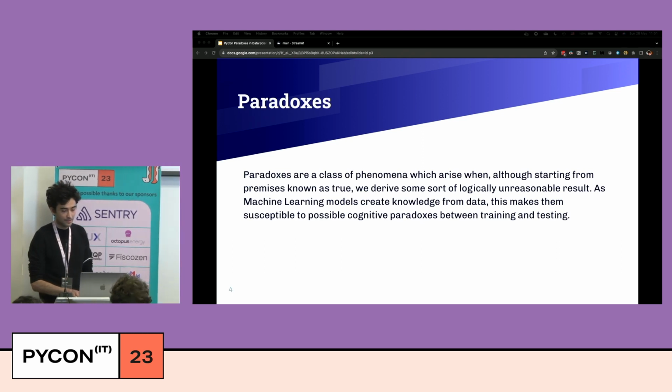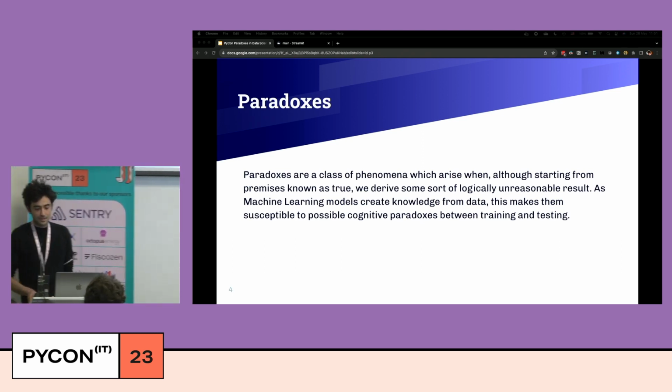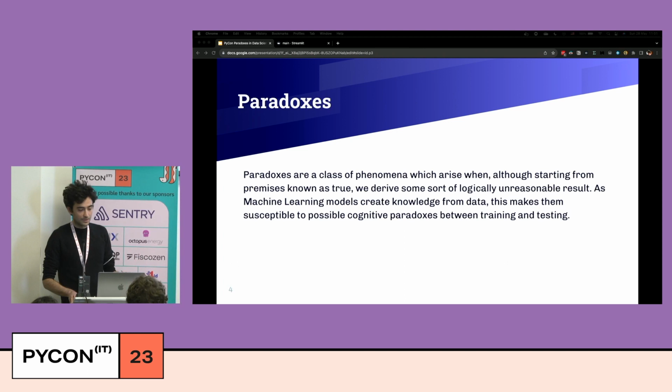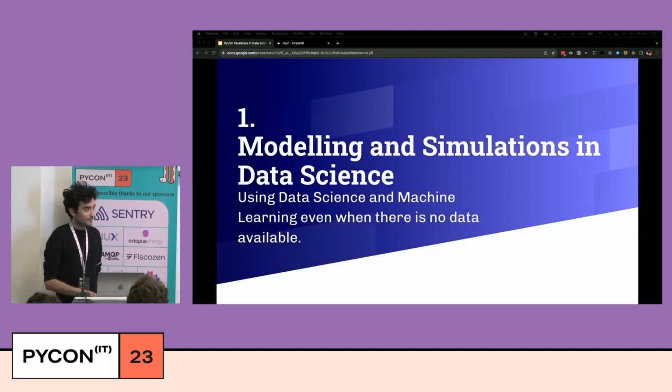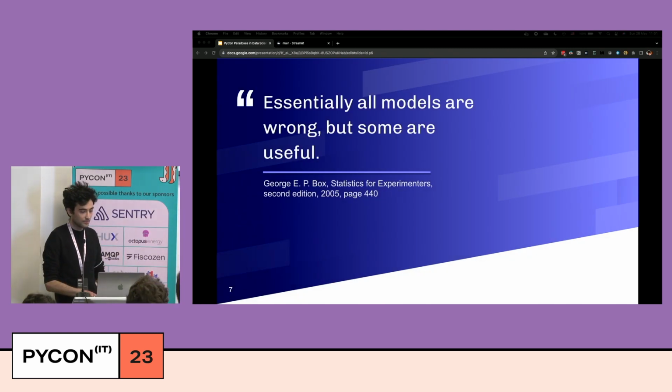So, starting with the topic, we are talking about paradoxes today. Paradoxes are a class of phenomena that arise when, although starting from knowledge that is not true, we derive some sort of logically unreasonable results. Nowadays, machine learning models are completely based on data, and they make inference on data. Therefore, if there are differences, for example, between the training and testing data, they can also suffer, like we do with cognitive paradoxes, basically. One of the main techniques that can be used to understand more of these paradoxes is modeling and simulations.